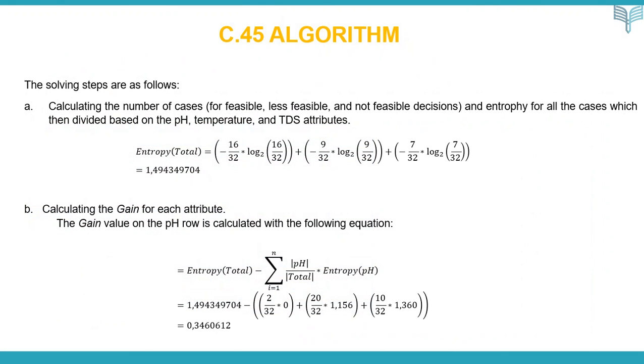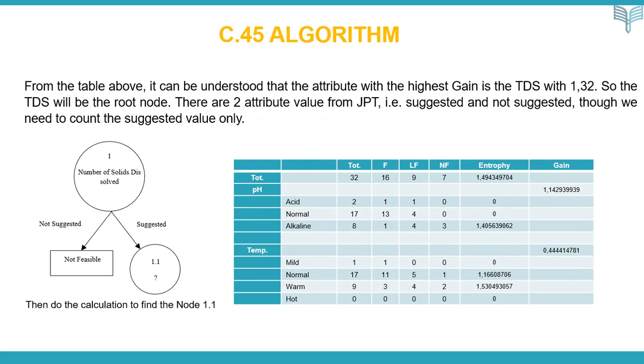The solving steps are as follows. A. Calculating the number of cases for feasible, less feasible, and not feasible decisions, and the entropy for all of the cases, which is then divided based on the pH, temperature, and TDS attributes. You can see the formula on the presentation slides. B. Calculating the gain for each attribute. The gain value of the pH row is calculated with the following equation. As you can see, the formula is on the presentation slide. From the table above, it can be understood that the attribute with the highest gain is the TDS with 1.32. So the TDS will be the root node.